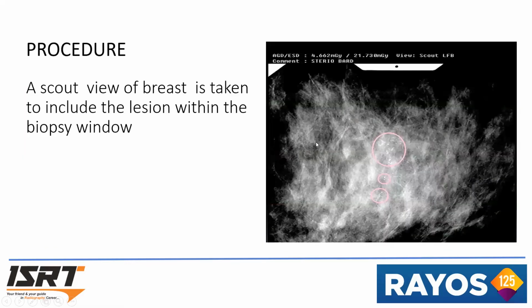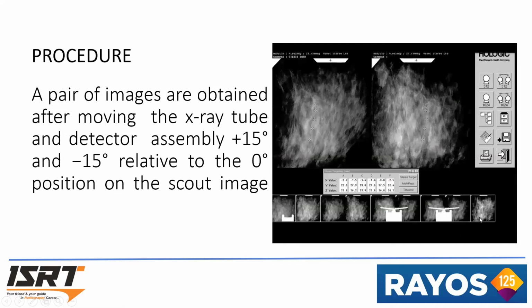Next is the procedure. First of all, a scout view is taken to include the lesion within the biopsy window. Then a pair of stereo images are obtained after moving the X-ray tube and detector assembly to plus 15 degrees and minus 15 degrees relative to the zero position on the scout image. Then the targets are marked in the stereo images.